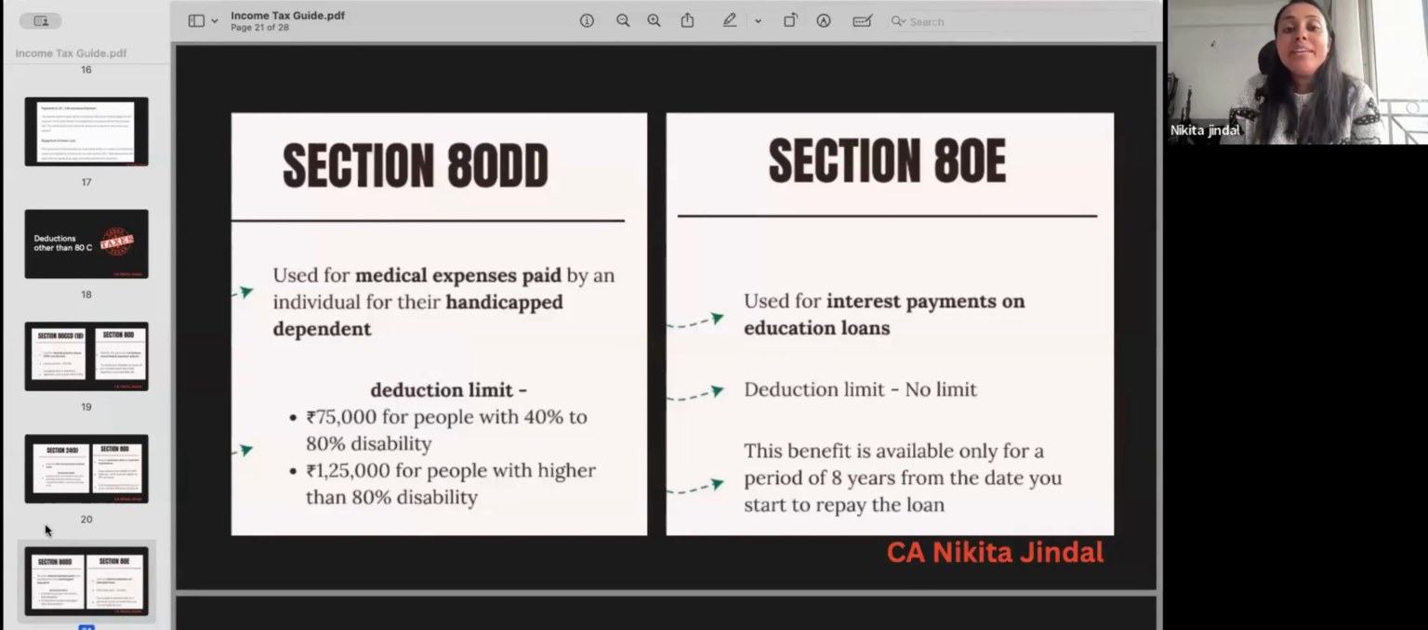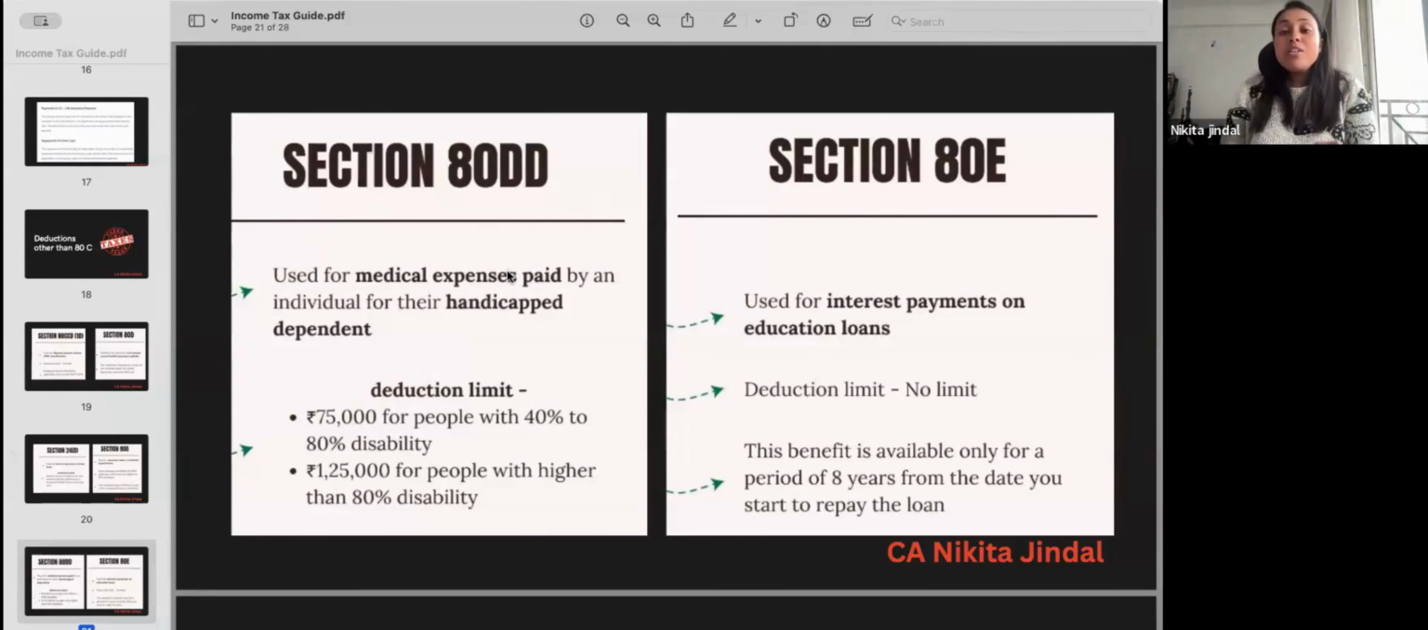Other than this, section 80DD. Basically, these are the medical expenses incurred for a handicapped dependent, which you can claim. The deduction limit is 75,000 if the person with the disability is between 40 to 80%, and the deduction limit is 1,25,000 if the disability is more than 80%. So you can consider this.